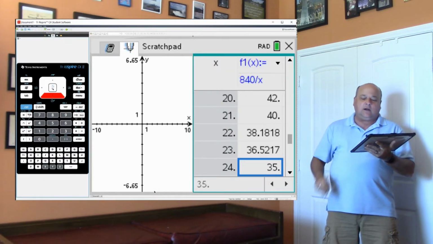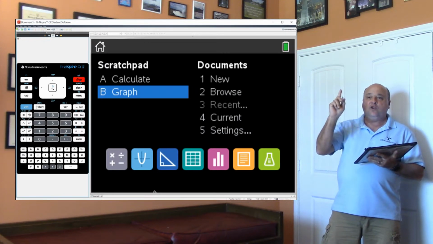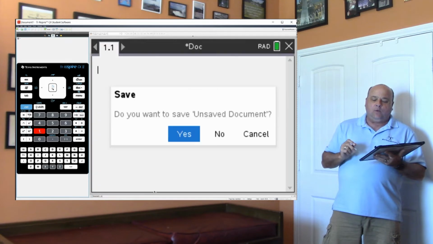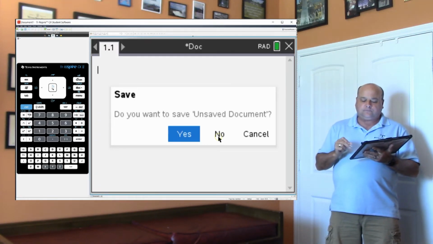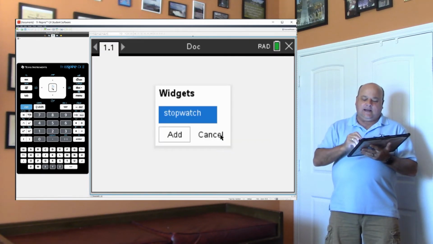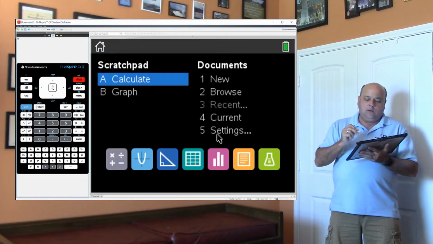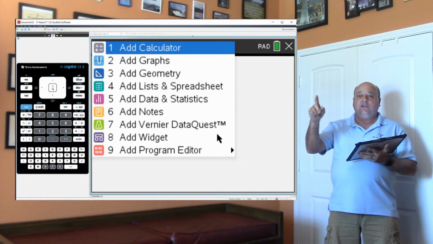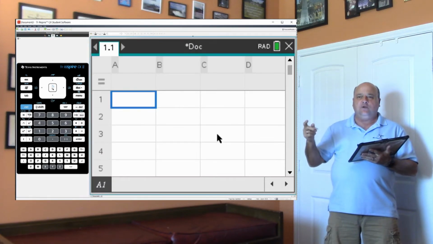Okay, so to use the calculator, you're going to hit the home button and then hit 1. So hit the home button and we want 1. Now when you get to here, you don't want to save anything, so click No. Now we want to add, need to do it again, so home, 1, and then we want to add a list or spreadsheet, which is 4. You're going to do this several times today, and you'll get the hang of it.